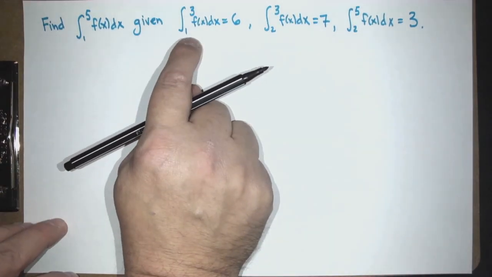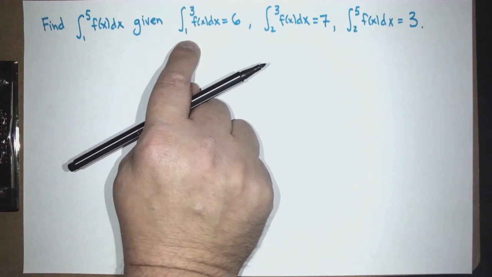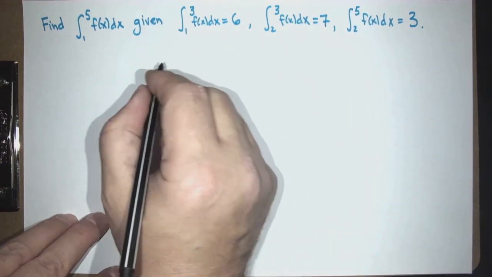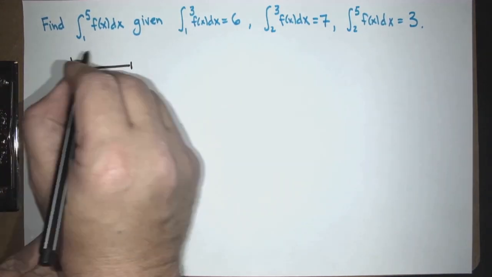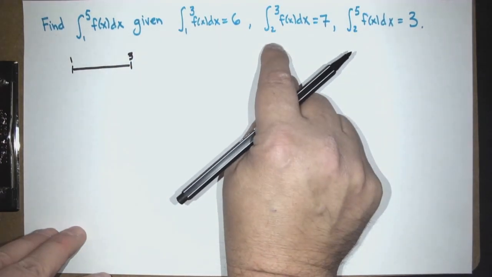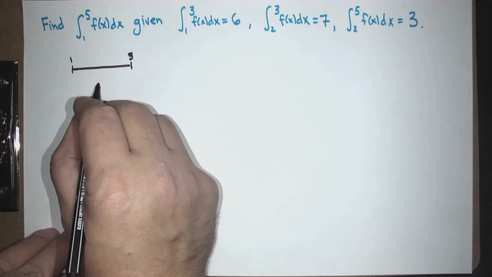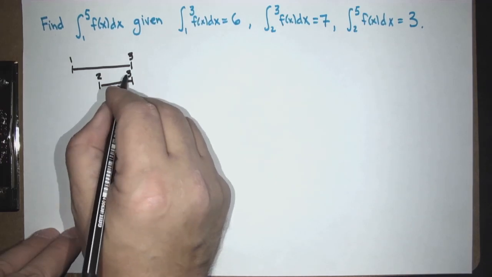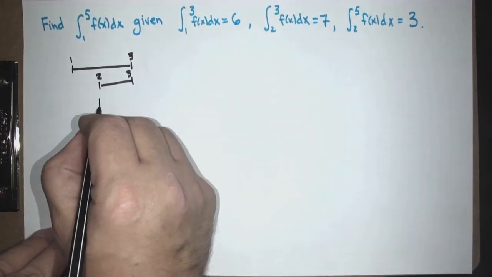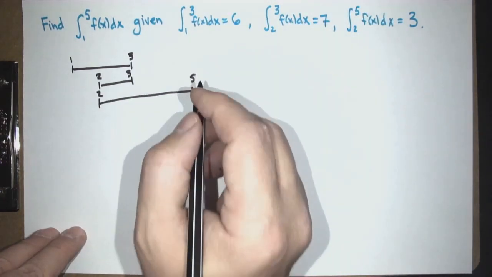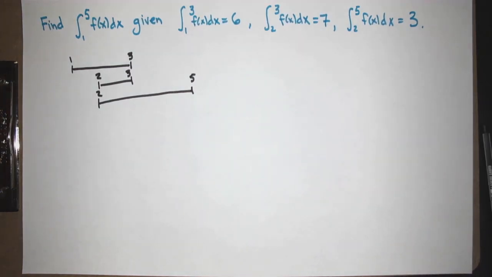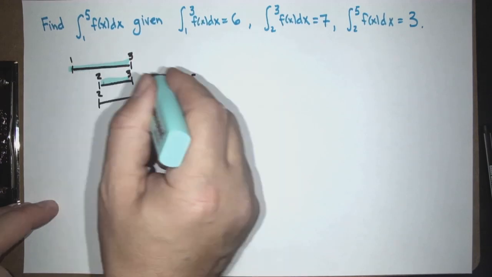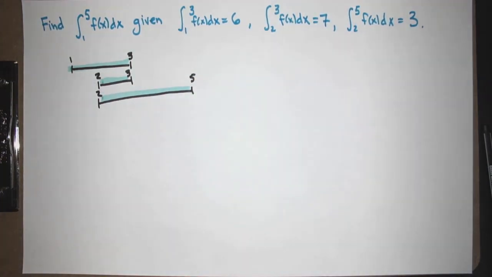Let's think about what the integrals are doing. So what's the interval for the first integral? Where are we going from? 1 to 3. So 1 to 3. What about for the second one? From 2 to 3. So there's 2 to 3. What's the last one do? 2 to 5. So these are the three intervals that we know what happens in terms of the function. So the question is, can we combine this information to help us? Any ideas?